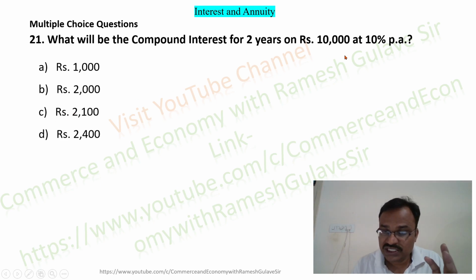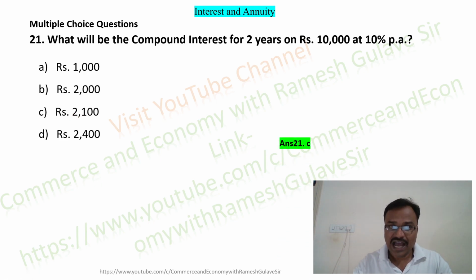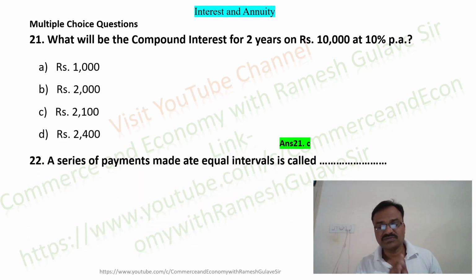That is, for the first year the amount of interest is 1000, and for the second year it is 1100. So 1000 plus 1100, it is 2100. So here option C is the right answer, right? I hope you are getting how to calculate the interest. Otherwise you can simply use the formula of compound interest to calculate the compound interest, right?